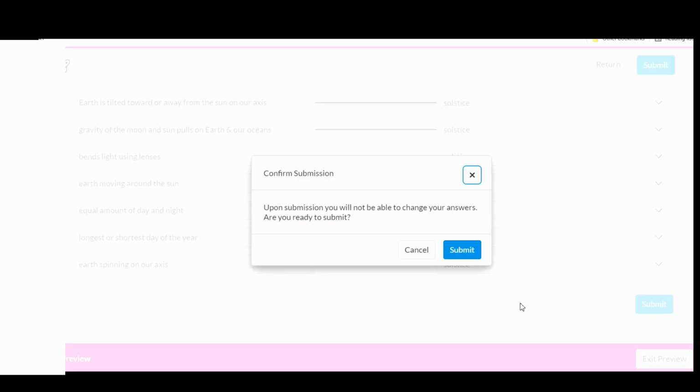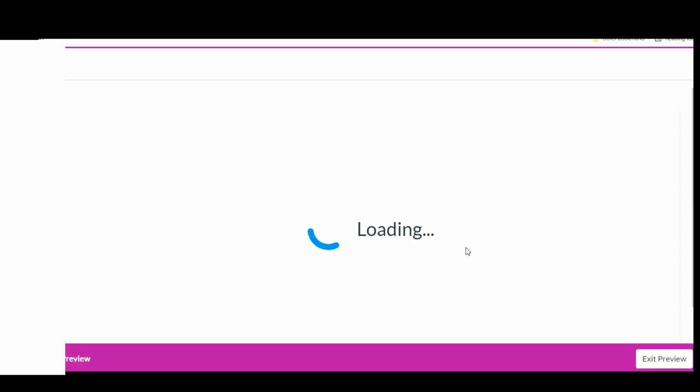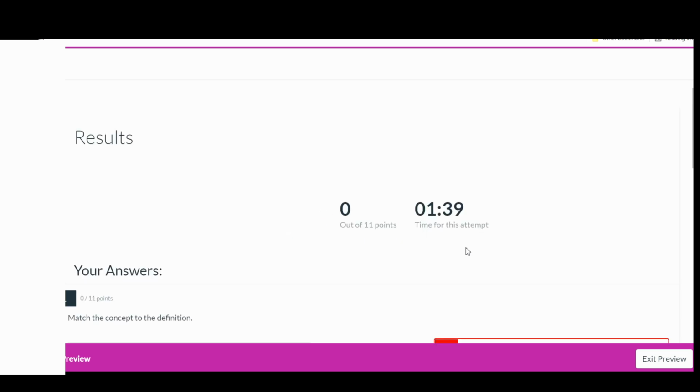And then it will tell you the score that you got. You can't change your answers once you submit. However, remember that these quizzes that are on Canvas, you can retake. You can do these as many times as you need to get 100%. This one's going to be a very bad grade since I put the same word on everything.